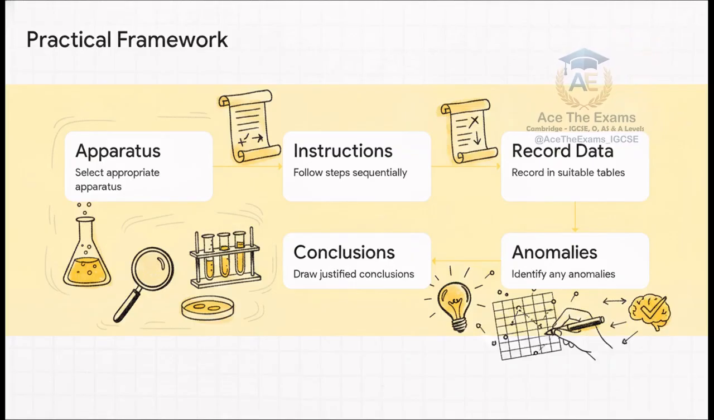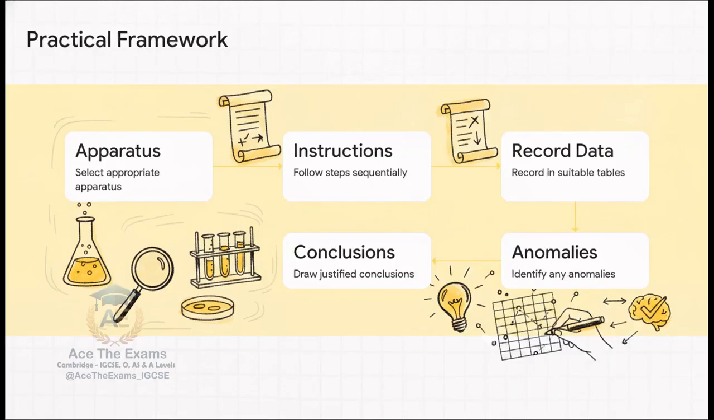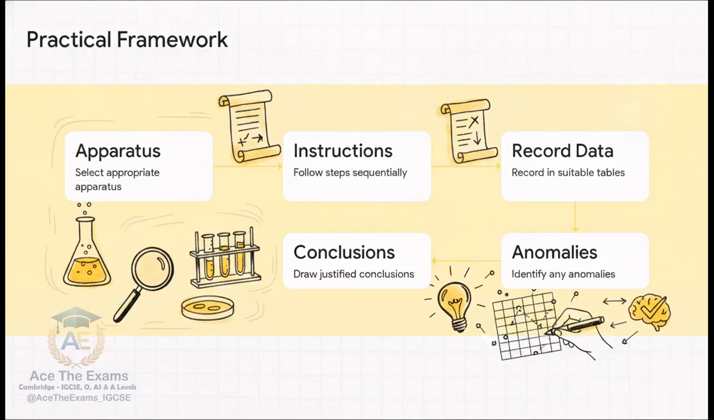Third, make accurate observations and record your data clearly. Fourth, spot the anomalies, the weird data points. And finally, draw those evidence-based conclusions. If you miss even one step, you break the entire chain of logic the examiner is tracking. The key is applying this in real time. So let's actually put this framework to the test.